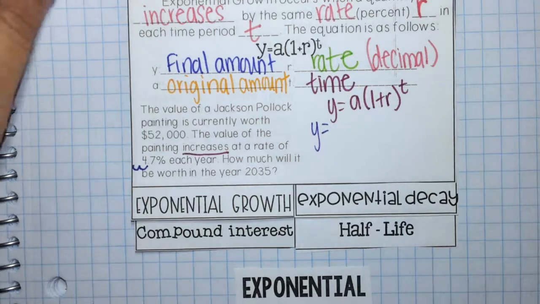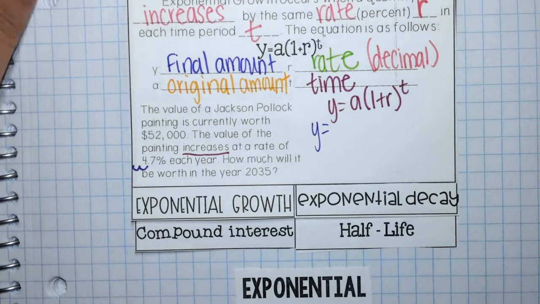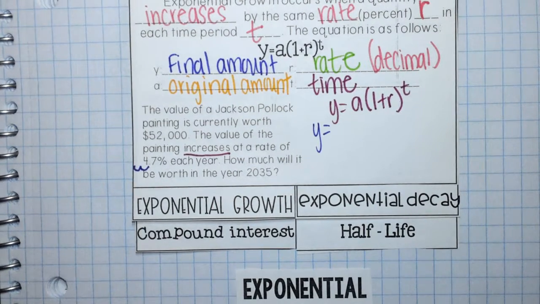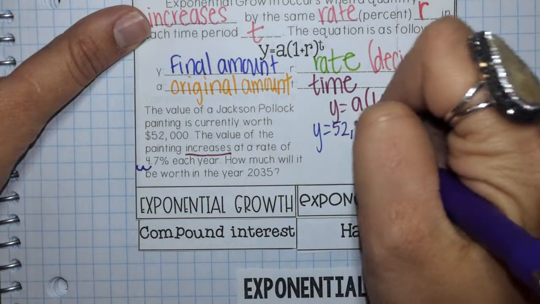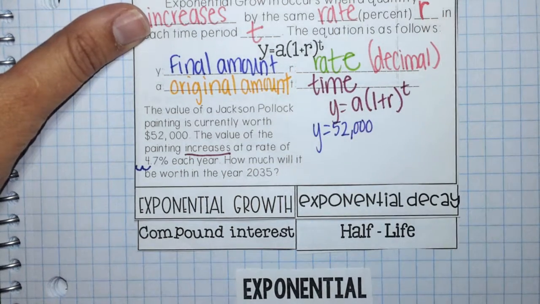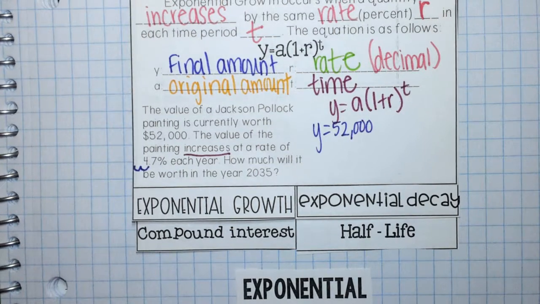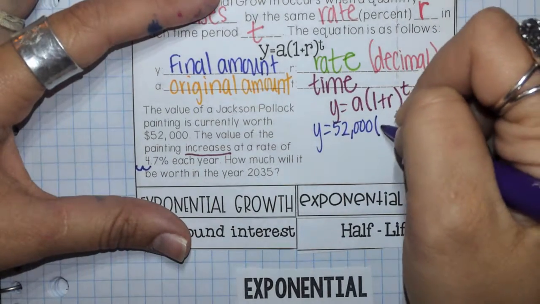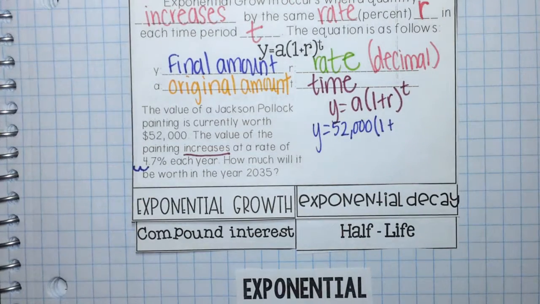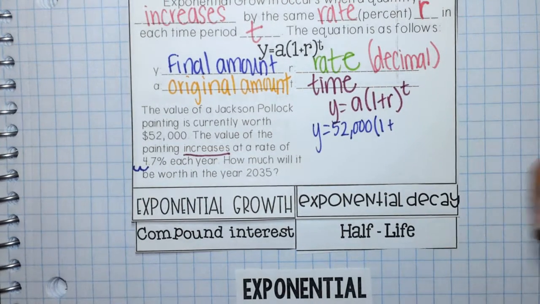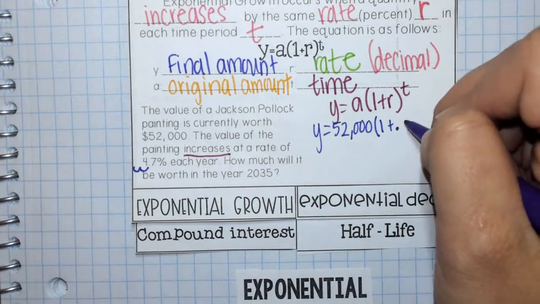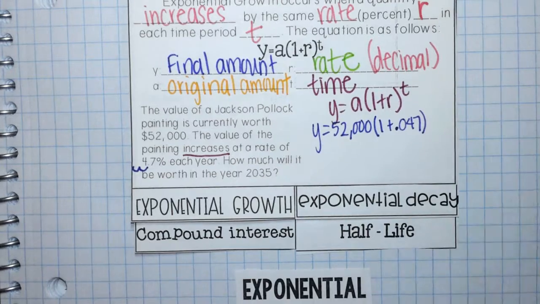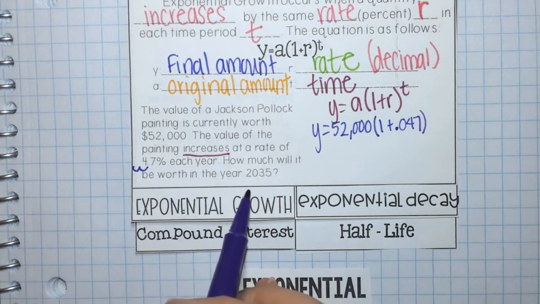So what's our original amount? What's our A that we're going to plug in? No. What is our original amount? 52,000. Read the problem. Alright, then 1 plus, what's the rate that we plug in? Yes, 0.047. And it says, how much will it be worth in the year 2035?